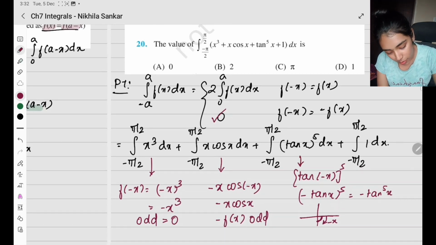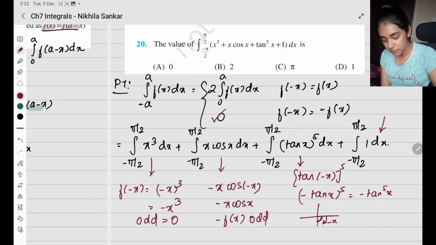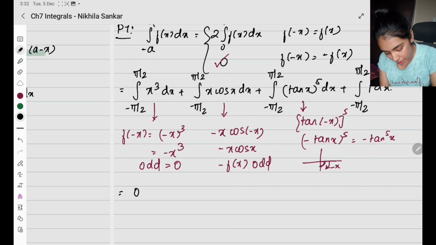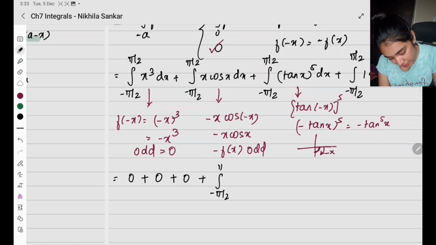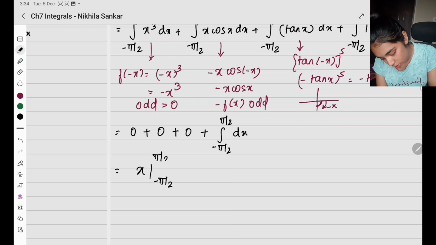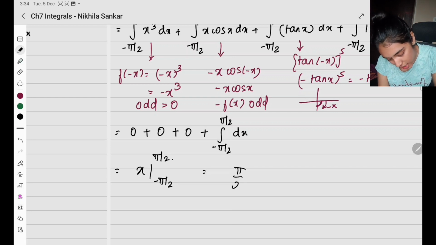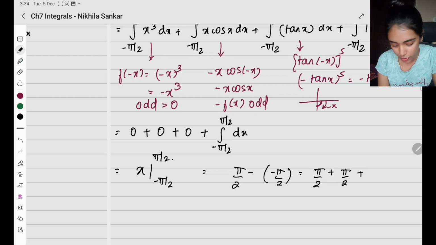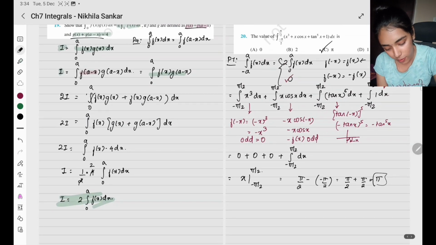So the first three terms are going to give me 0, and this is the only term which is going to be non-zero. Okay, so I have 0 plus 0 plus 0 plus integral of minus pi by 2 times dx. So this particular term is going to be x from minus pi by 2 to pi by 2. When I solve this, upper limit minus lower limit, this is going to be pi by 2 plus pi by 2, which is going to be pi. This is my answer. Okay, please copy option C.